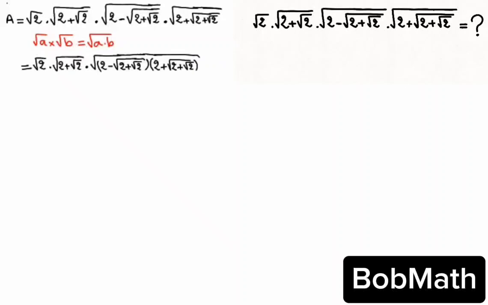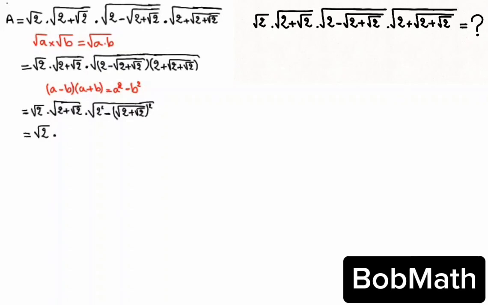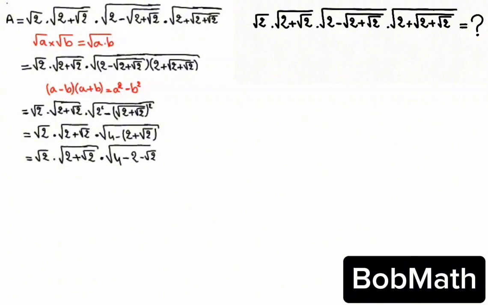of 2. We know that a minus b times a plus b equals a square minus b square. So square root of 2 times square root of 2 plus square root of 2, times square root of 2 square minus square root of 2 plus square root of 2 all square. Square root of 2 times square root of 2 plus square root of 2, times square root of 4 minus 2 plus square root of 2.